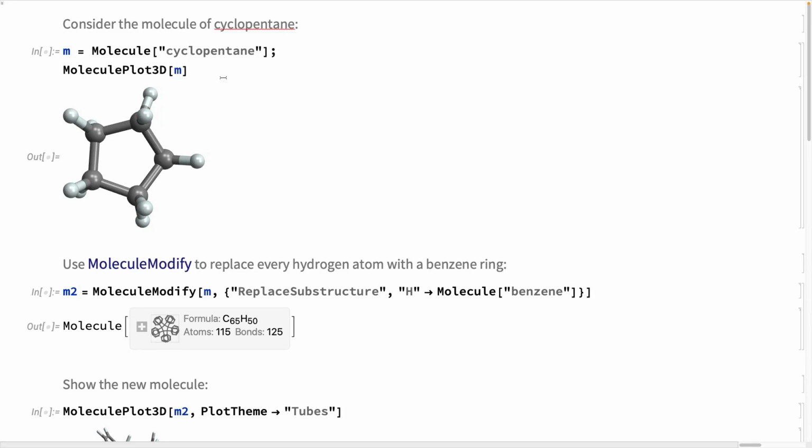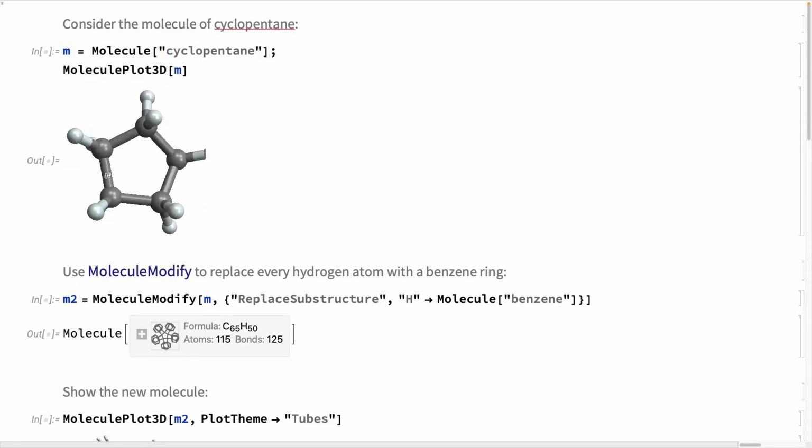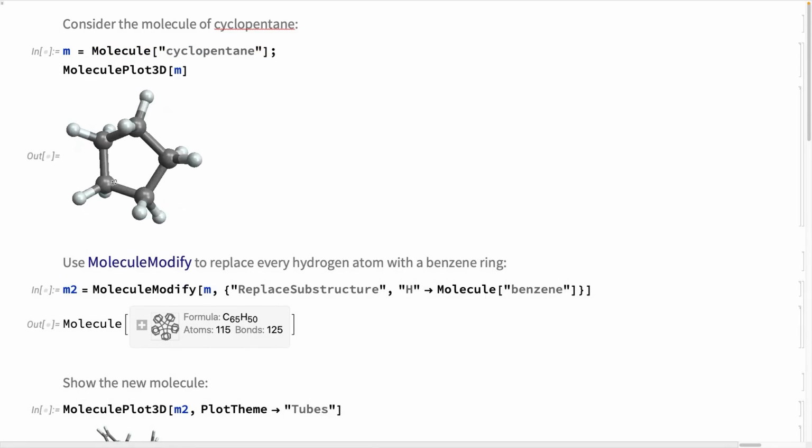This example is just about substructure replacement. So we're going to pull up some cyclopentane. You can kind of see why it's called cyclopentane, at least the cyclo part. And then the pentane, well, look, that's 1, 2, 3, 4, 5. It's a pentagon, folks. Amazing.